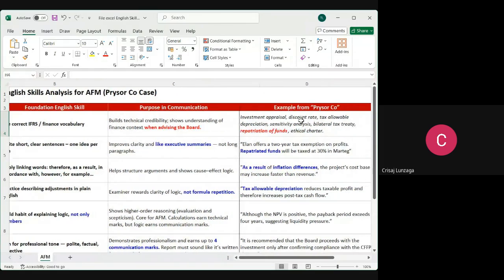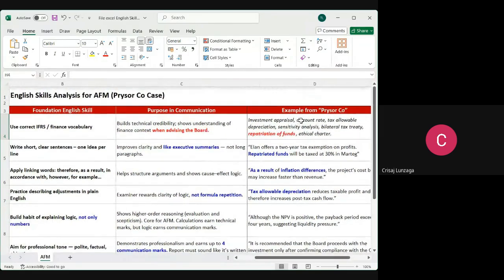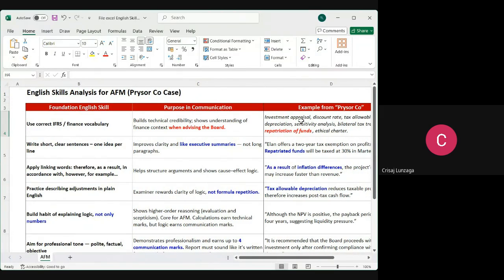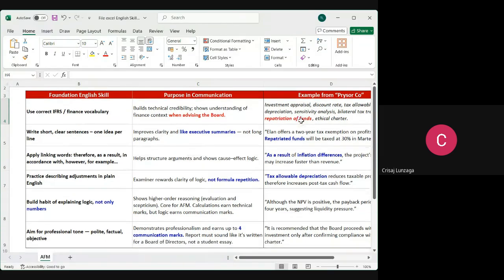We have here the first example from the Price or Co case. The sample states: investment appraisal, discount rate, tax allowable depreciation, sensitivity analysis, bilateral tax treaty, repatriation of funds, reputation, ethical charter. So these are a couple of vocabulary you need to take note of. Let me move on to the second skill.